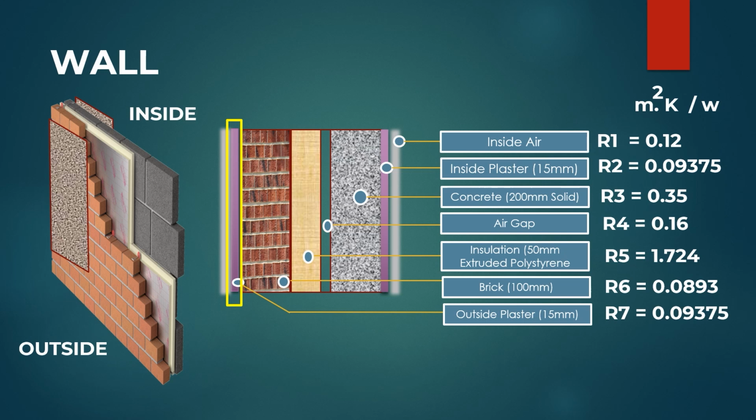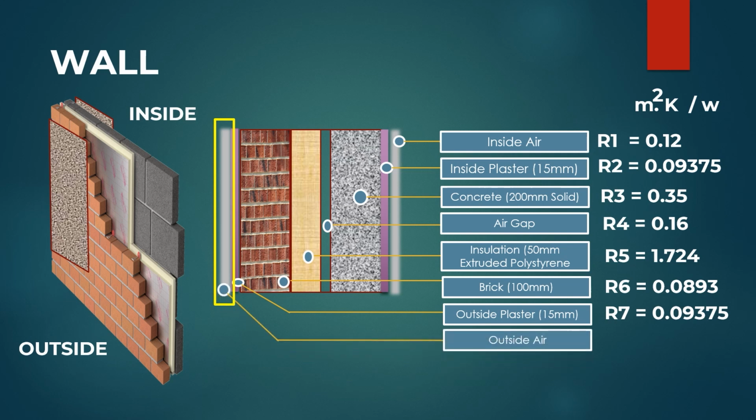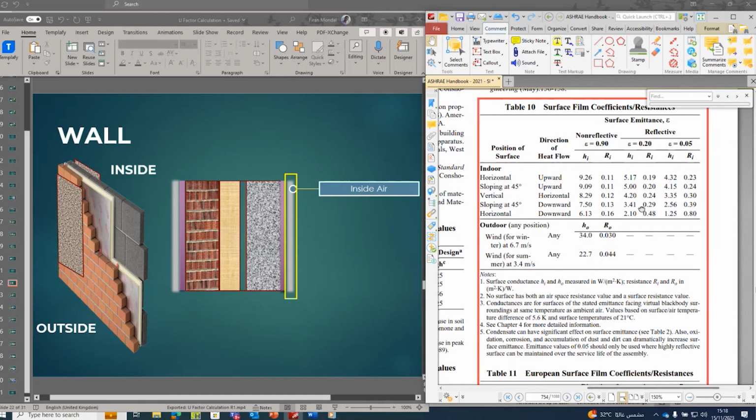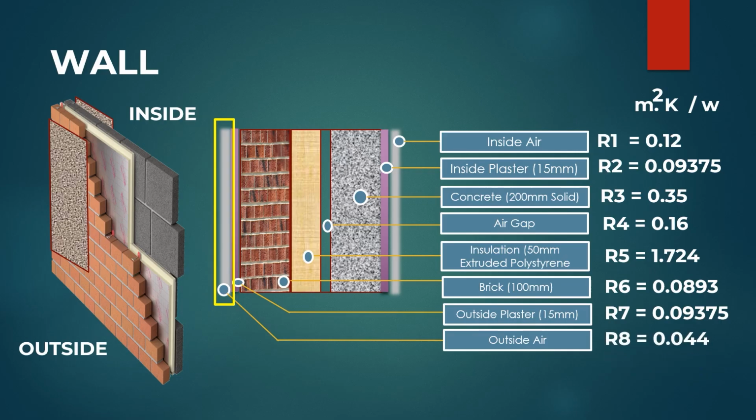So the outside plaster of 15 mm thickness has resistance R7 equal to 0.09375. Now the next layer is air. It is basically outside air. Let us find the resistance of the outside air from ASHRAE Fundamentals 2021. From the ASHRAE table, for outdoor there are two options, winter and summer, and we select summer, which is 0.044. So the resistance for outdoor air, R8, is 0.044.